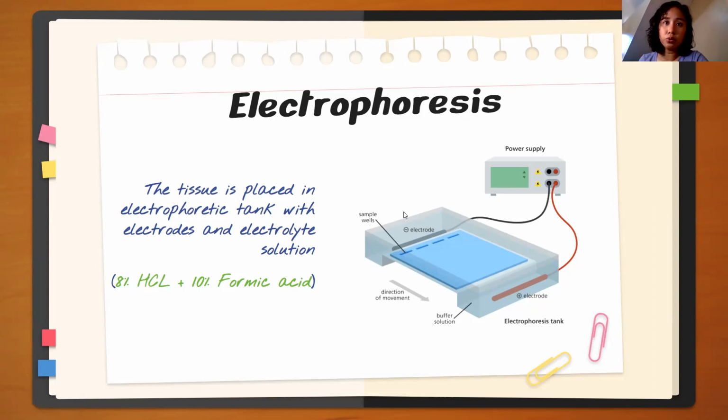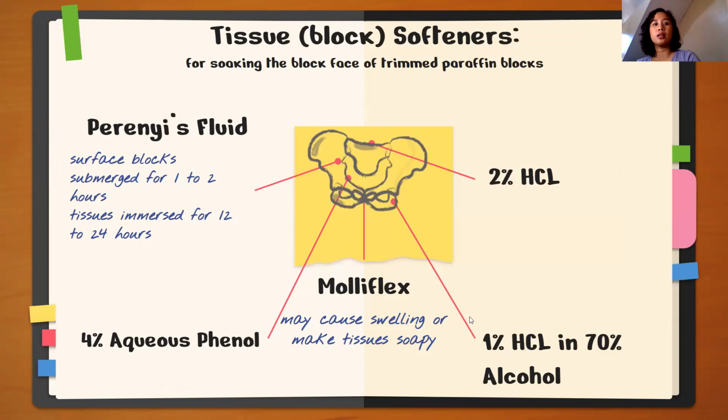So there are electrodes, positive and negative, and an electrolyte solution. So you will add your power supply. That's why it's called electro. And the calcium will migrate to the negatively charged electrode or the cathode area. So guys, almost done.